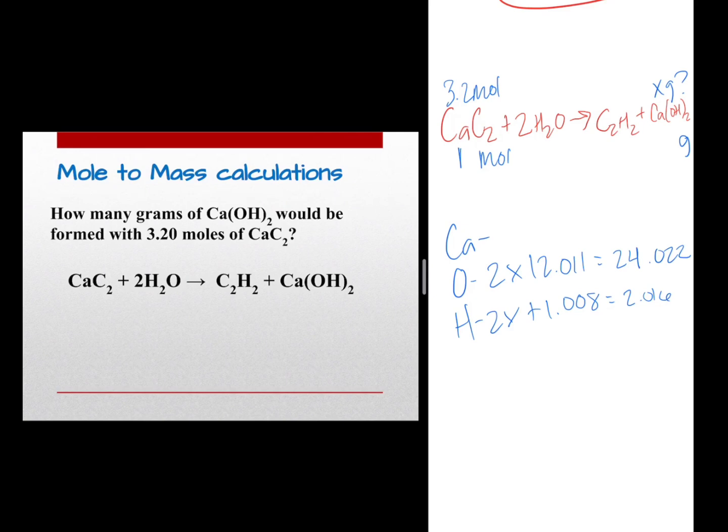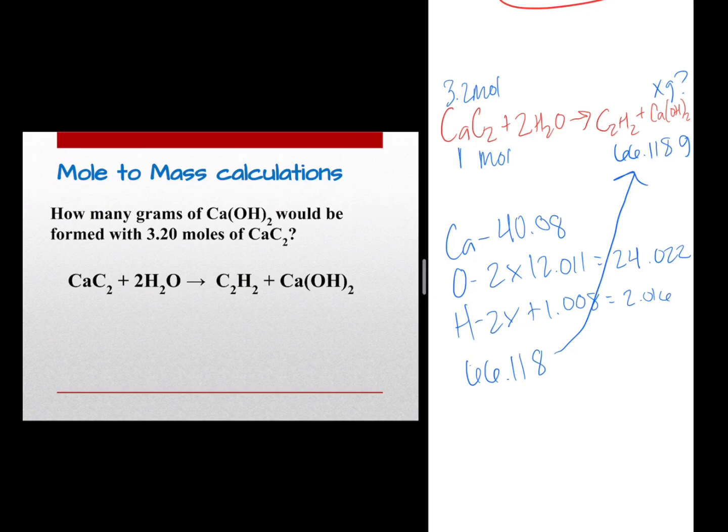And then let me grab a periodic table. So the mass of calcium is 40.08. I need to add all those together so I can get my total mass. You should be doing this with me. My total mass was 66.118. I'm going to plug that in up here.